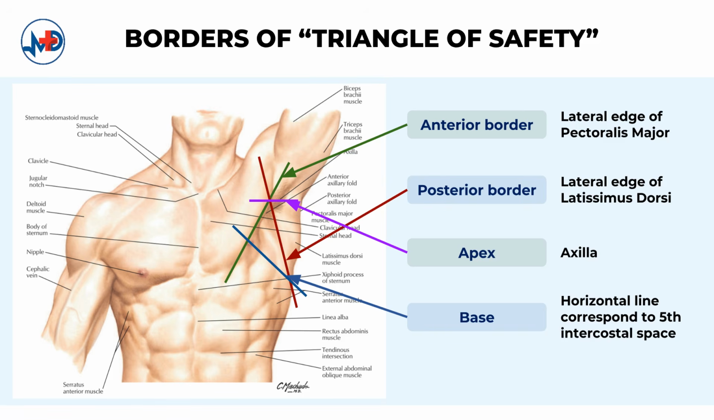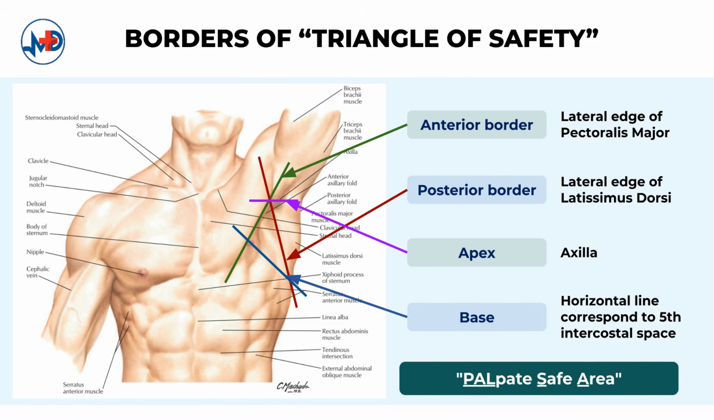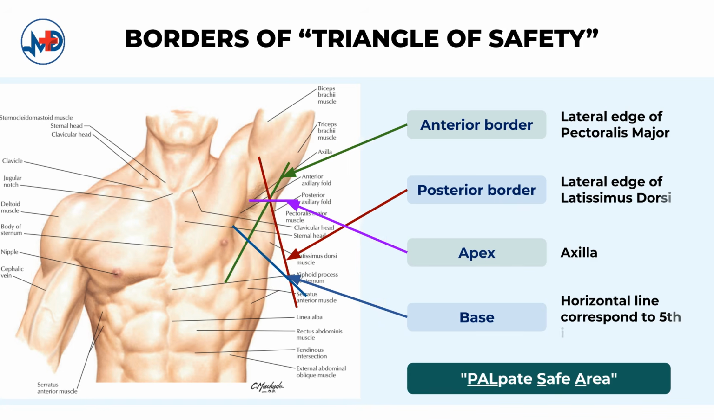It's important to note that the nipple line is a less reliable landmark in adult females due to breast tissue variability. Therefore, direct palpation and counting of intercostal spaces is essential. A mnemonic to help recall these borders could be PAL: palpate safe area, pectoralis major anteriorly, axilla at the apex, latissimus dorsi posteriorly, and the target is typically the superior aspect of the rib below in the anterior or mid-axillary line.